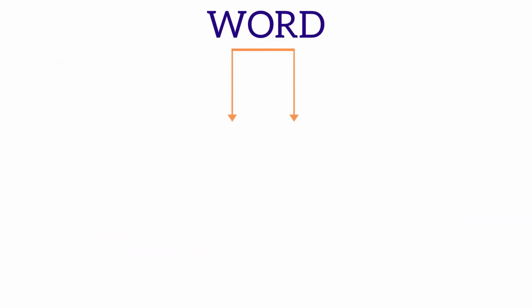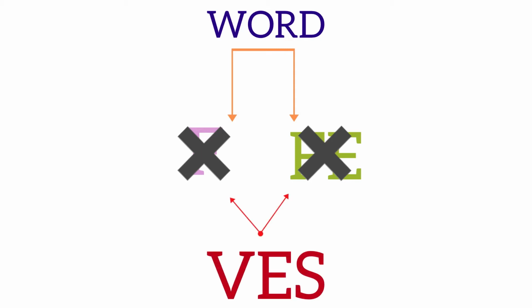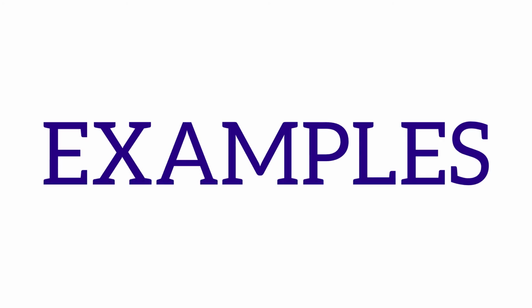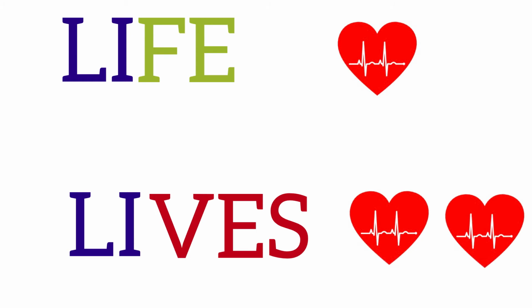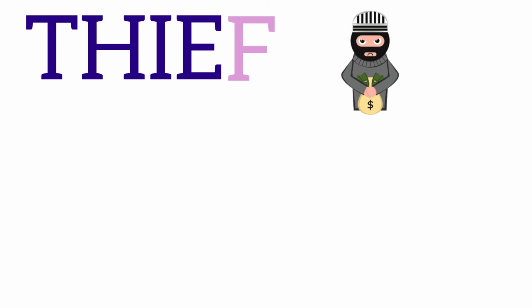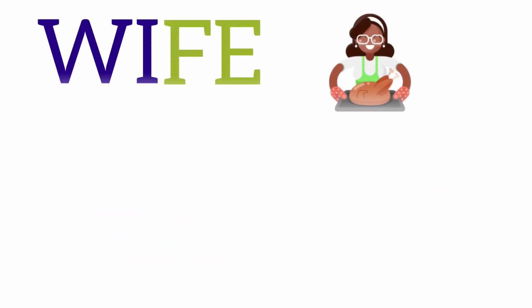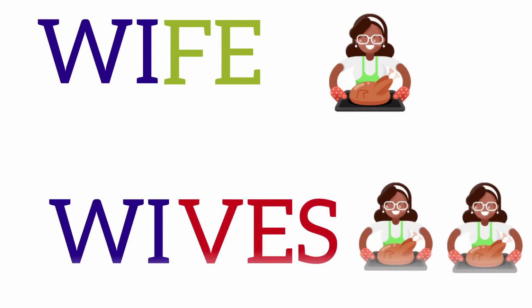If a word ends in f or fe, we remove the f or fe and add ves. Here are some word examples. Life, lives. Leaf, leaves. Thief, thieves. Wife, wives.